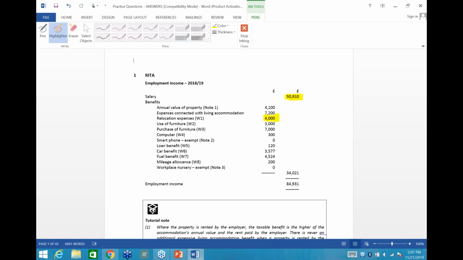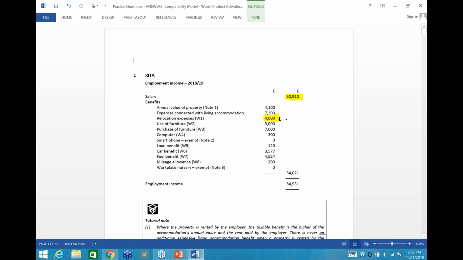So how have we calculated that answer? We have £12,000. From that, £8,000 is exempt. So that is why 4,000 is only taxable, as £8,000 will be exempt. So these things you need to memorize.